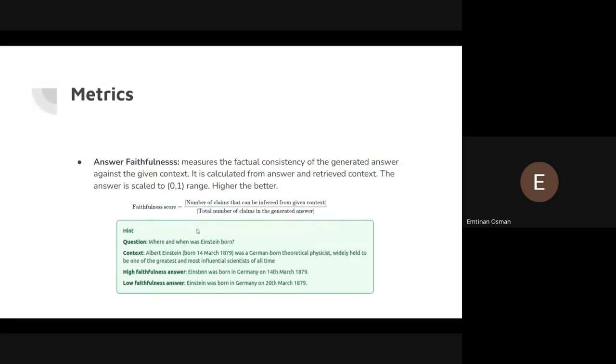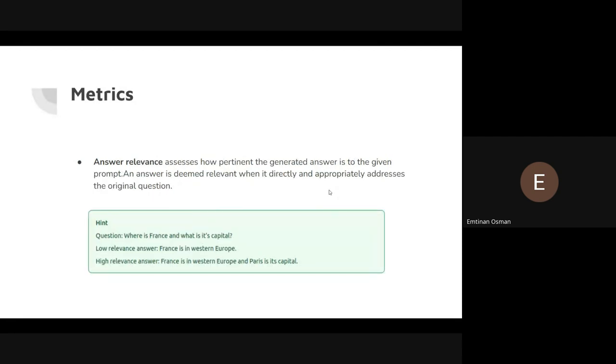In the formula, the faithfulness score is the number of claims that can be inferred from a given context over the total number of claims in the generated answer. So it's just whether your system in the end gets its answer from the retrieved context it has. This is the answer faithfulness, one of the metrics. How you define the number of claims in the generated answer, and how to define the number that can be inferred from the given context, there are choices to be made here, but this is the general definition of this metric.